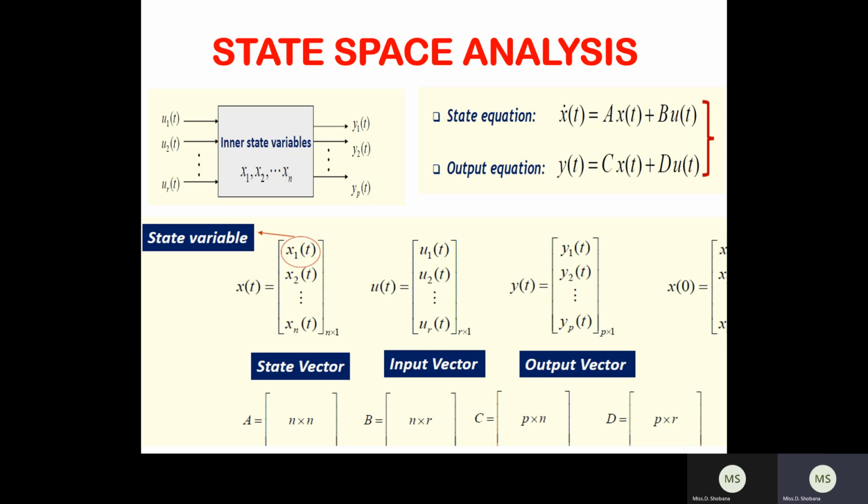Today we start with the state space analysis of the control system. If you have any system, it can be analyzed in a transfer function model as well as a state space model. The transfer function model is a conventional method, and the state space model is a modern technique.